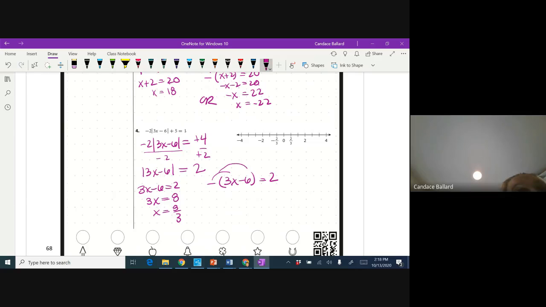I'm going to distribute in the negative. So negative 3x plus 6 equals 2. I'm going to subtract the 6. So 2 minus 6 is negative 4. And then x equals negative 4 divided by negative 3, or positive 4/3.